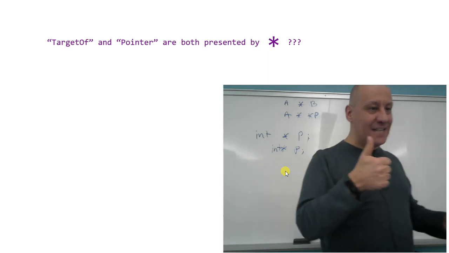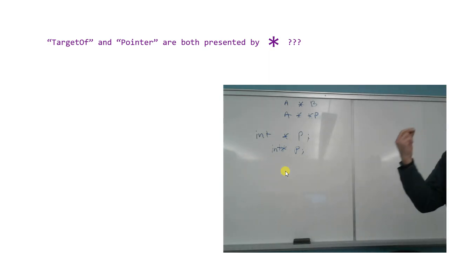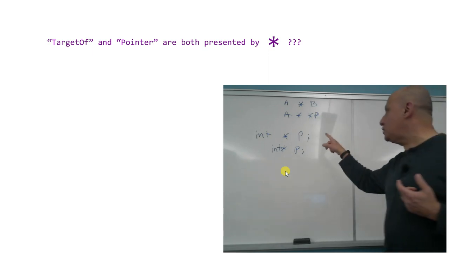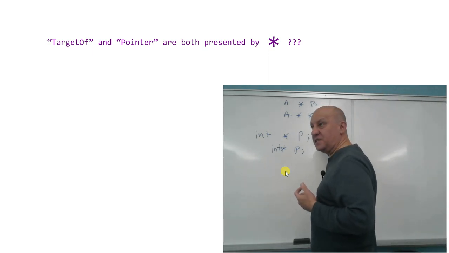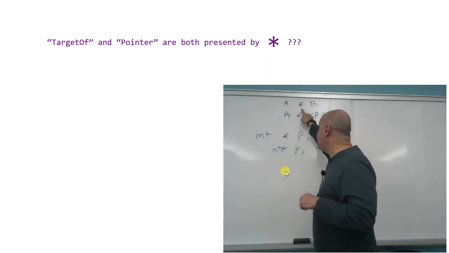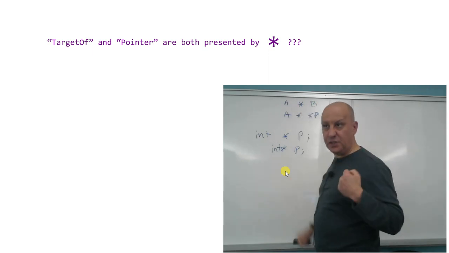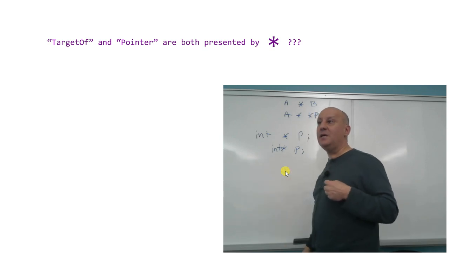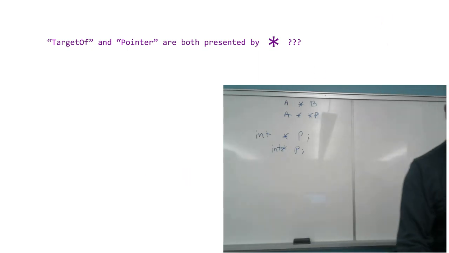So if an asterisk comes before a variable and looks strange, that's target of. It means the variable is a pointer. There is no other way. By looking at it, you must be 100% sure that this is a pointer. If it makes sense, they are both regular variables and multiplication is happening. If it comes after a type, together they mean pointer of that type. Okay? So that's that.